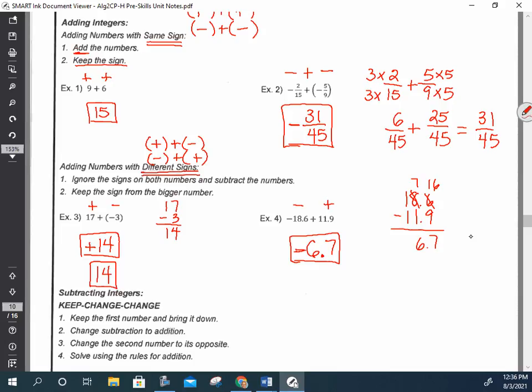So you ignore the signs first and just subtract the numbers. Then you look at which number was bigger. Whichever number was bigger, that's the sign that carries over. So it is a two-step process when the signs are different. That's what we do as it relates to adding.